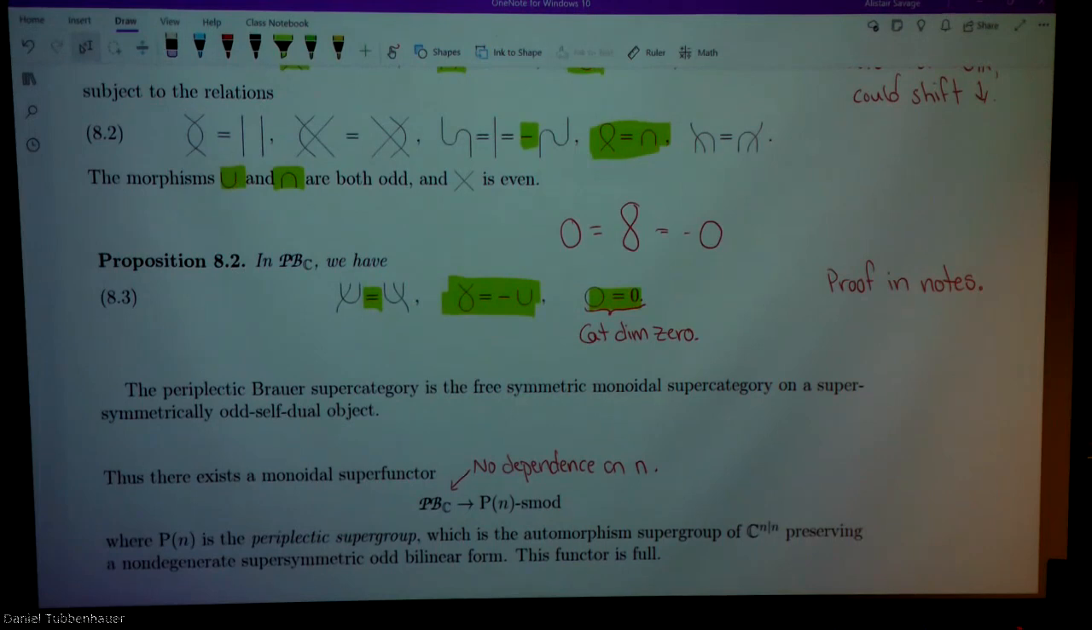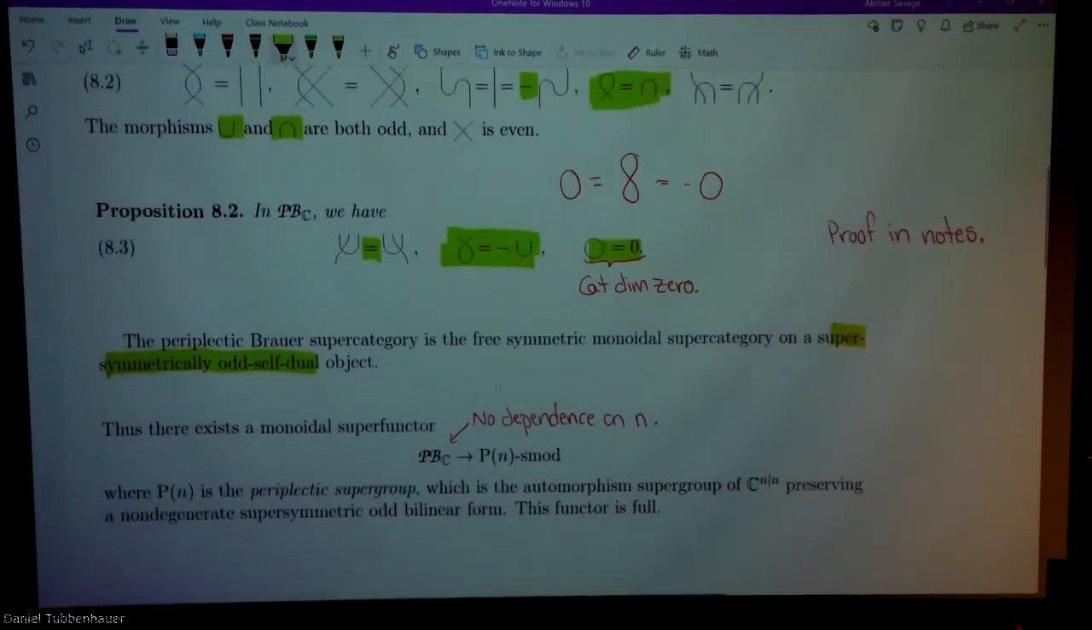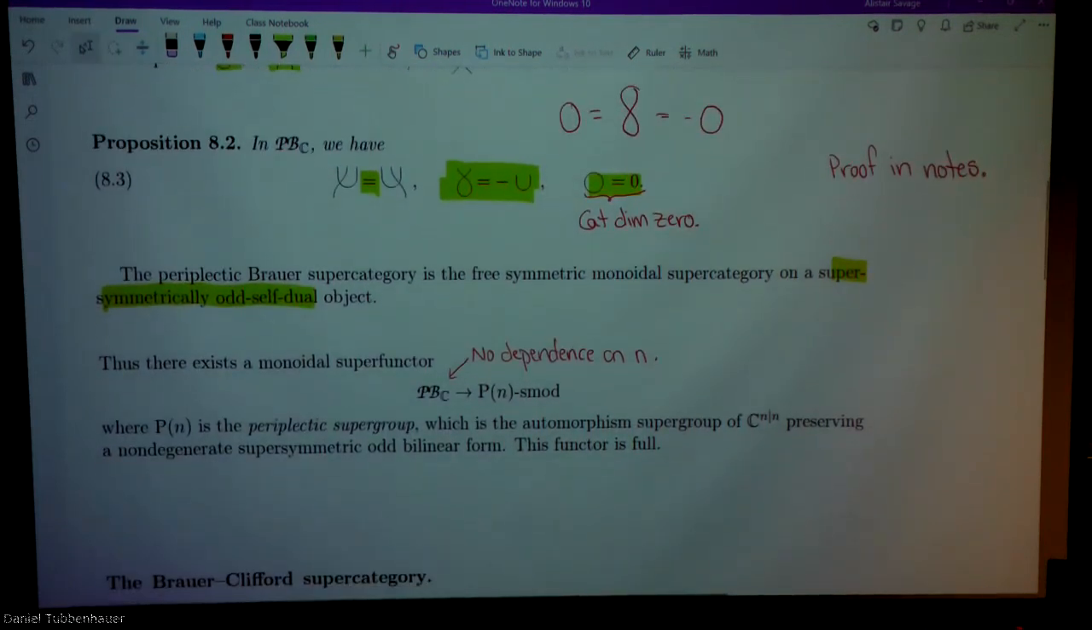So this is the free symmetric monoidal category on a super symmetrically odd self-dual object. So dual to its own parity shift. And it has a universal property. Sorry, that's the universal property, but then that implies some connection to representation theory.